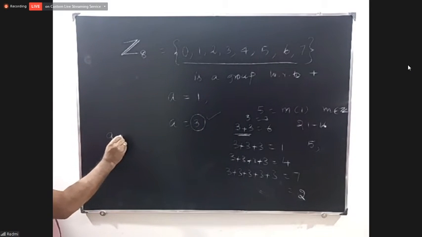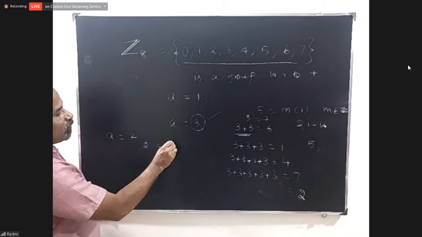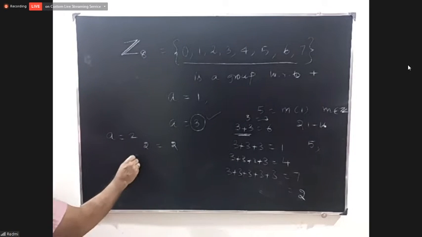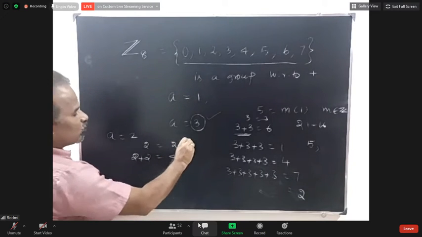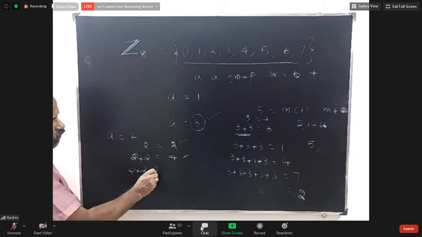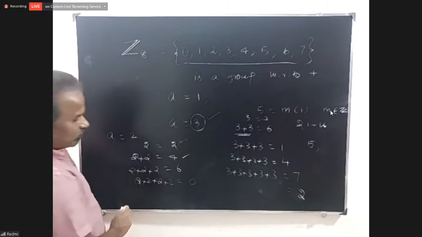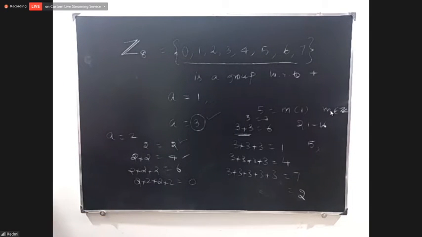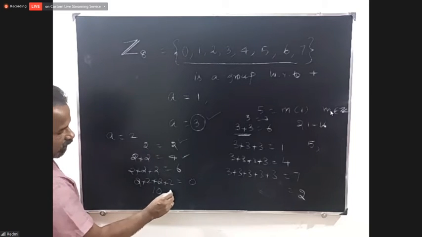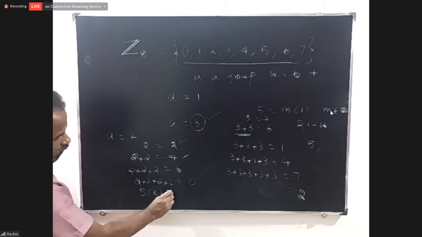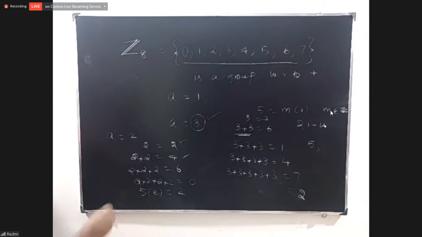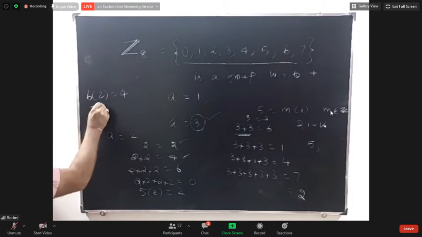Now you come to a equal to 2. So 2 can be written as 1 times 2. 2 plus 2 equal to 4. 2 plus 2 plus 2 is equal to 6. 2 plus 2 plus 2 plus 2 equal to 8, which is nothing but 0. Again 5 times 2 equal to 10, which is nothing but 2. 6 times 2 is 12, which is nothing but 4 again. 7 times 2 is 14, you will be getting again 6.